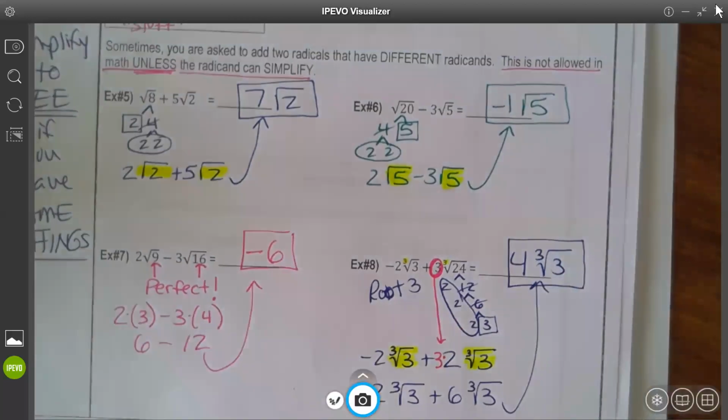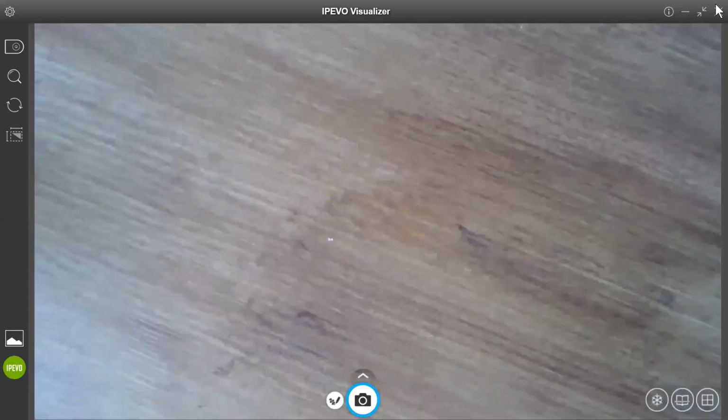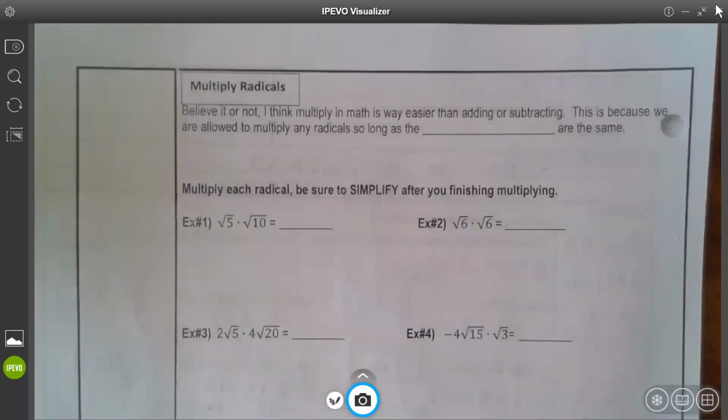And as always, you can check it on Desmos. You can check it on your calculator. All right, so to sum it up, to add or subtract, you must have the same things. That is the golden rule for adding and subtracting. You must have the same things.